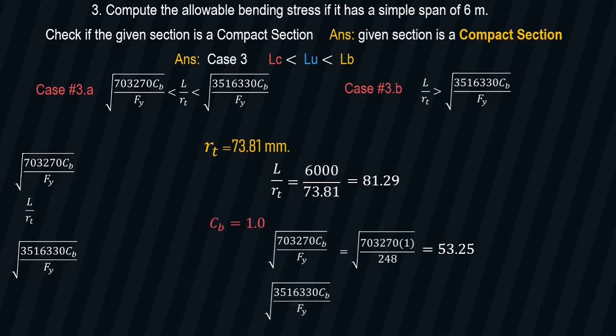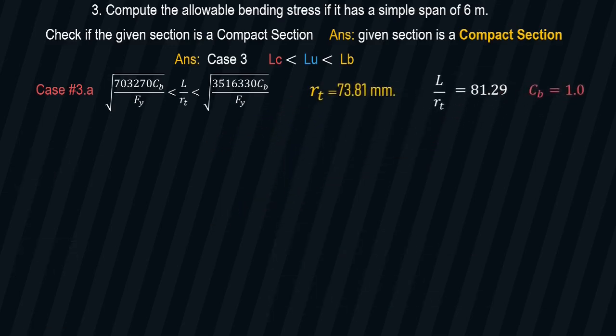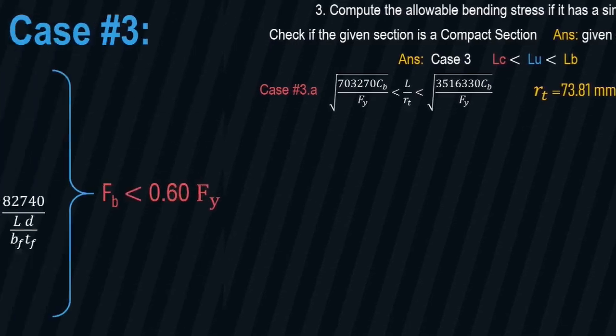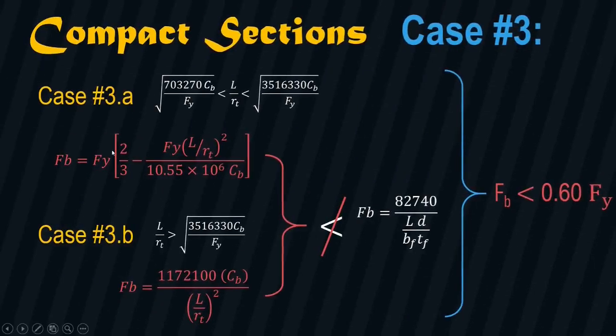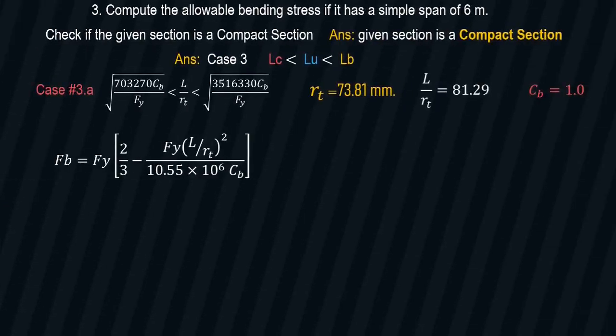And this one is equal to 119.08. Now, L over RT is somewhere in between this one and this one. Therefore, we are in case number 3. We'll be using the value of L over RT, RT and CB. So, to solve for the value of FB, we'll be using this formula because we are in case number 3.8. So we'll use that formula and we already have the value of everything here.